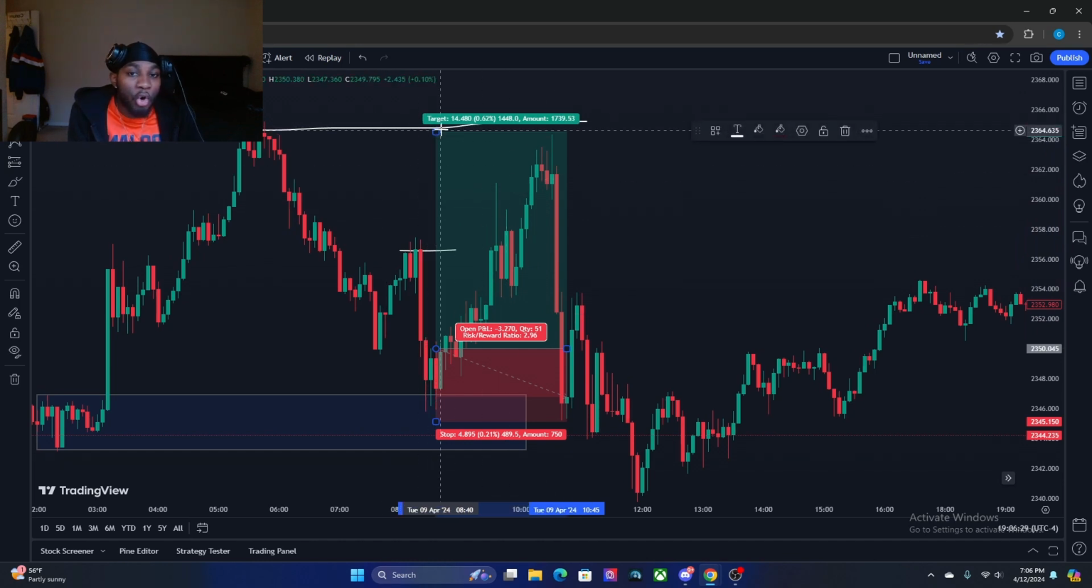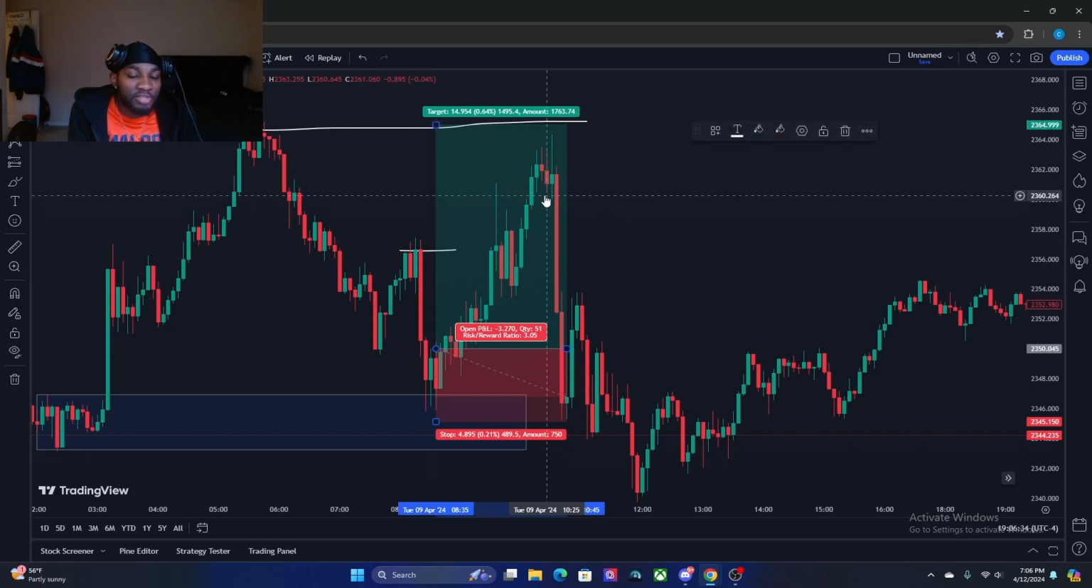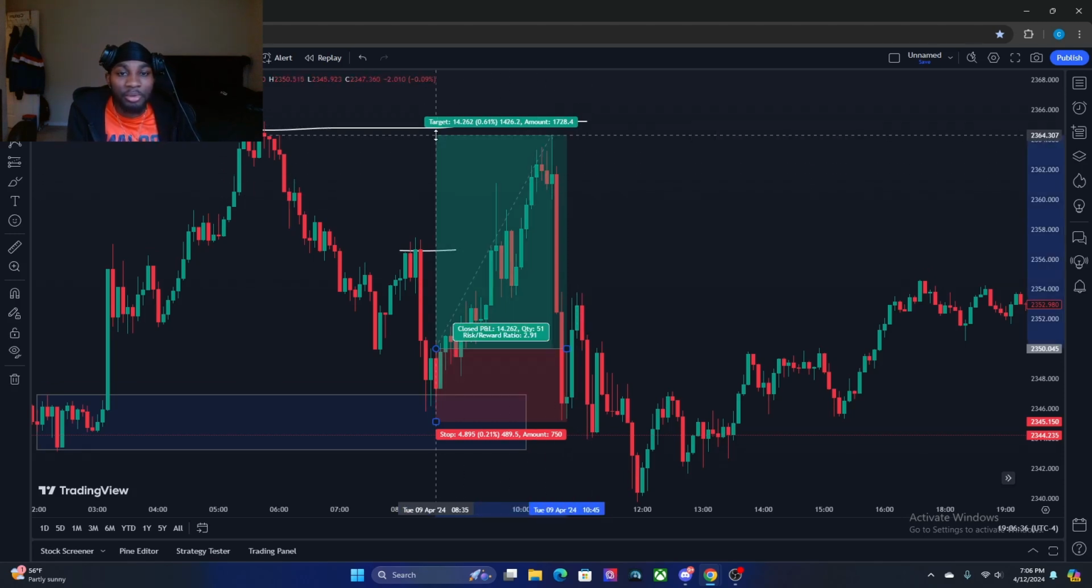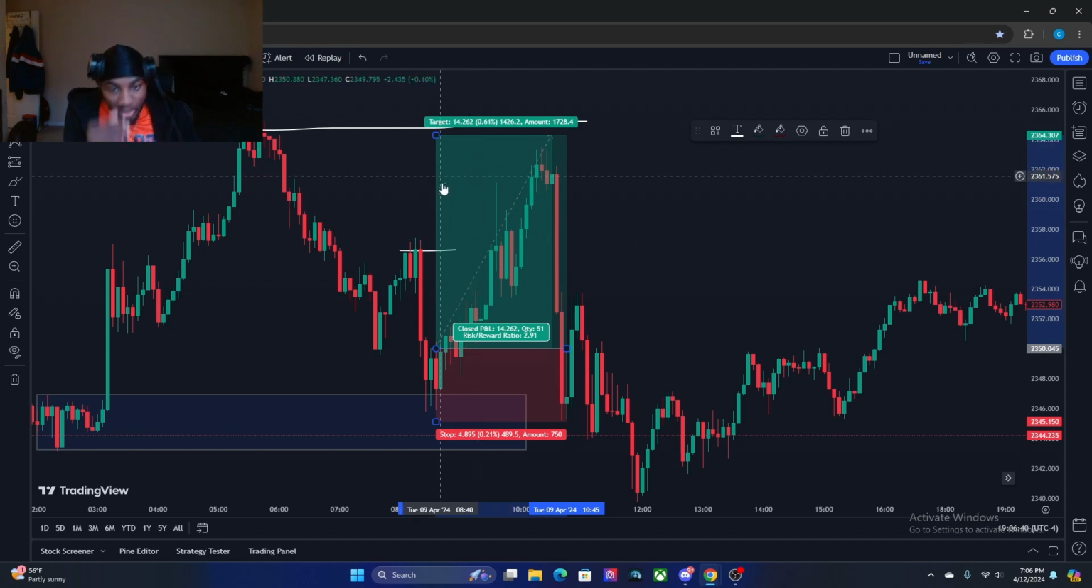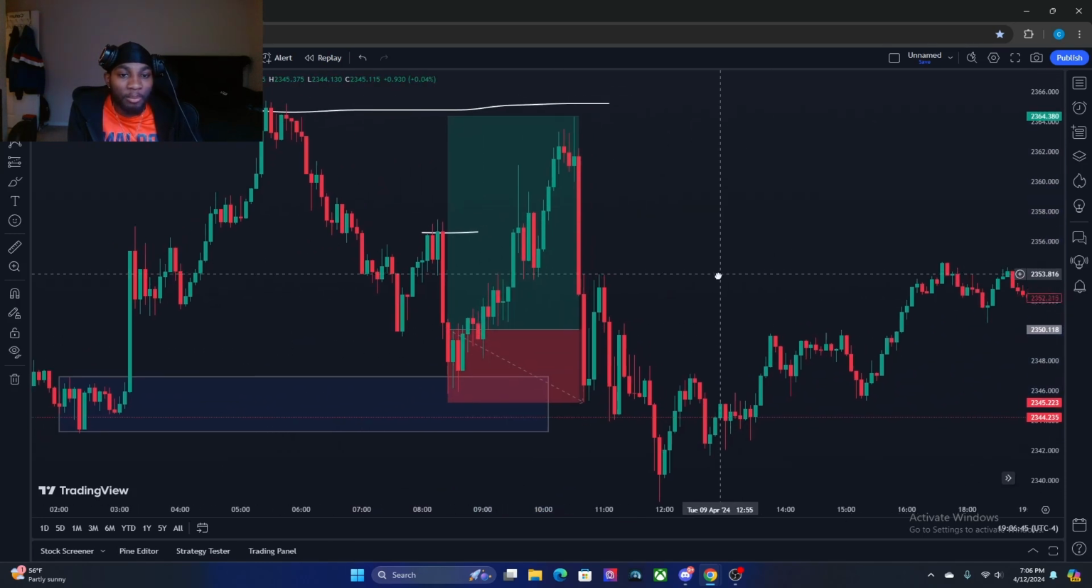Clearly, price didn't get all the way up here, but if you would have just not been greedy, you could have taken profit. This is 140 pips or ticks, whatever you want to say. That's good enough. Okay, so that's pretty much it.